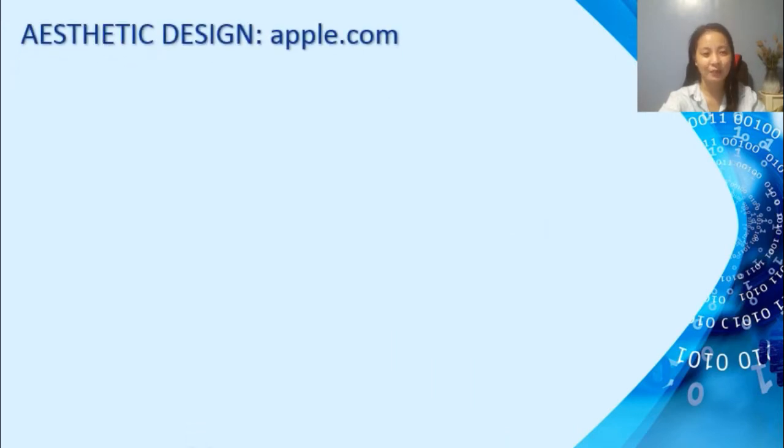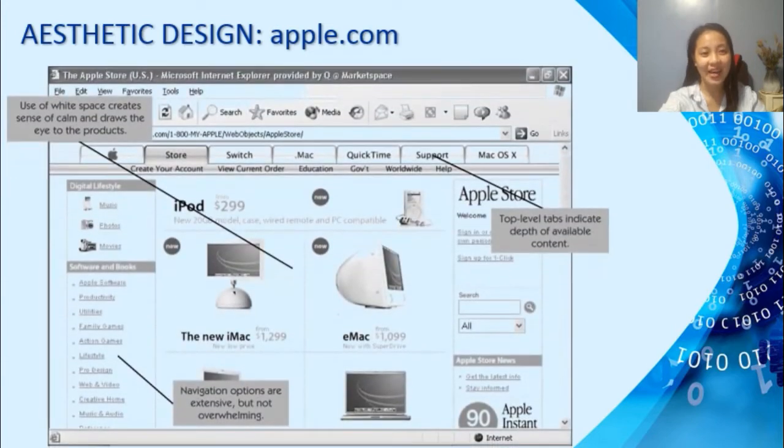Next example is the apple.com. It has the aesthetic design. Why? So that they can sell more products. So if you could see here, they use white space. Why? Because the use of white space creates sense of calm and draws the eye to the products. And this portion here, the top level tabs indicate depth of available content.